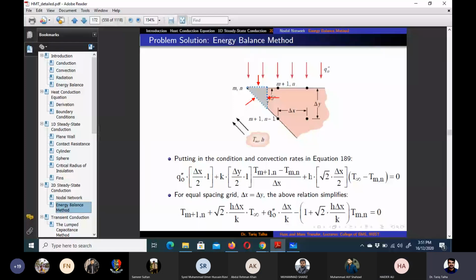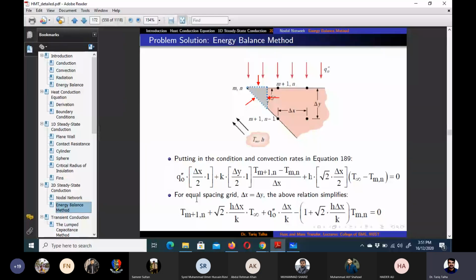So it means that in this equation we have only two unknowns, which are Tm plus 1n and the second one is Tmn. Because in this course we are not going into the numerical solution of these, we would only talk about the formulation of those equations. Once those equations are formulated, we can use different iterative methods to solve those equations.